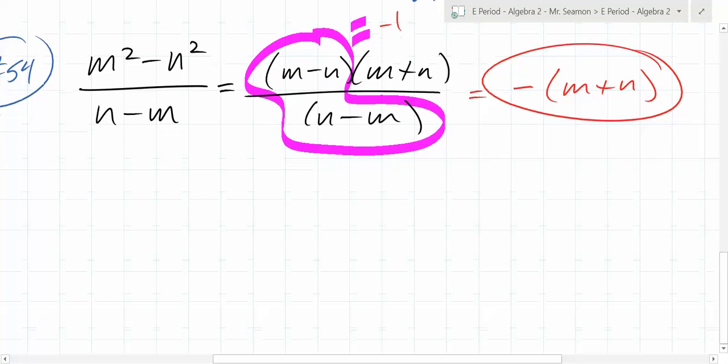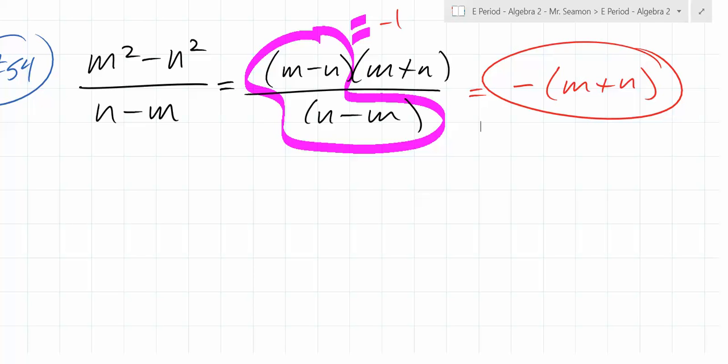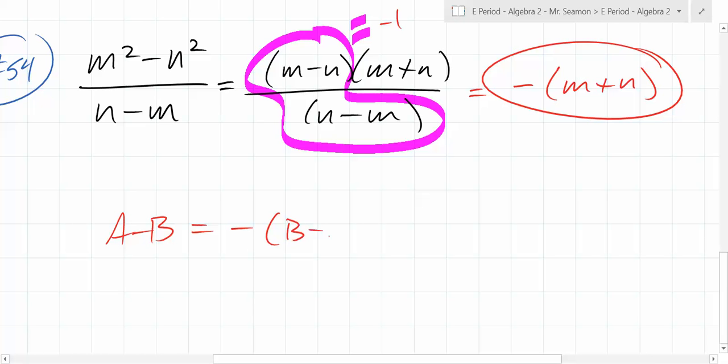Yes, that's right. We talked about this last week extensively. A minus b is equal to the opposite of b minus a. They're opposites of one another.